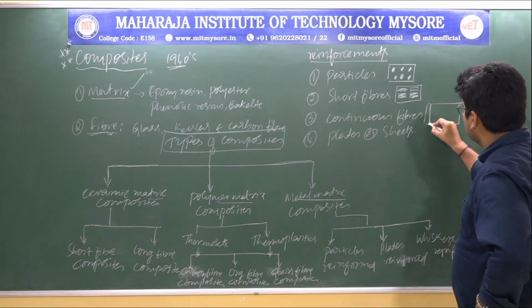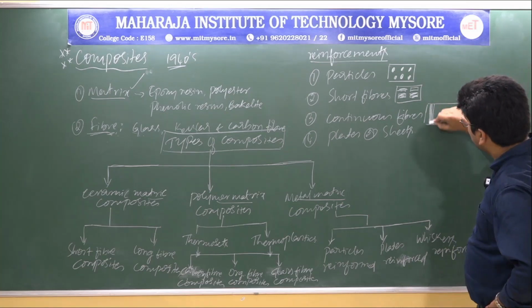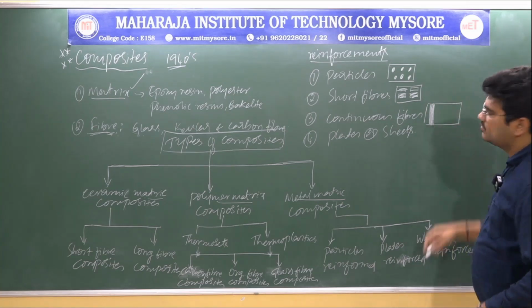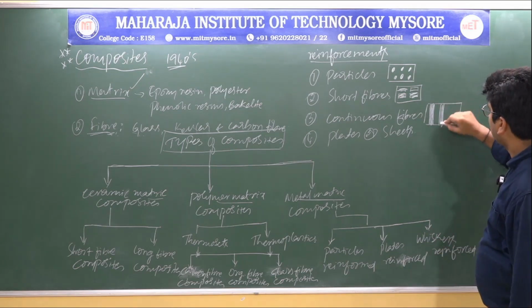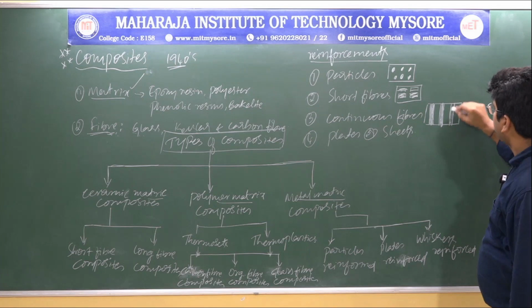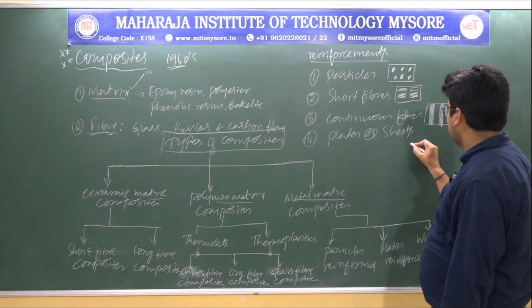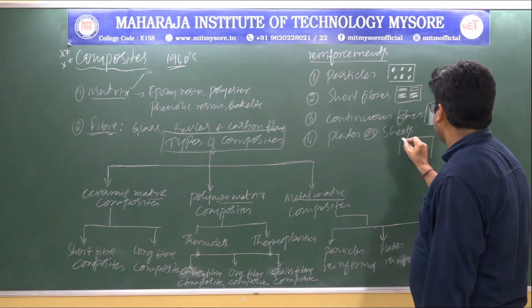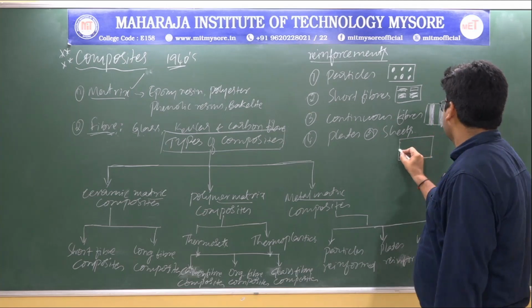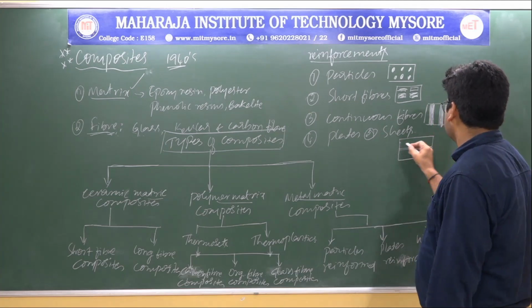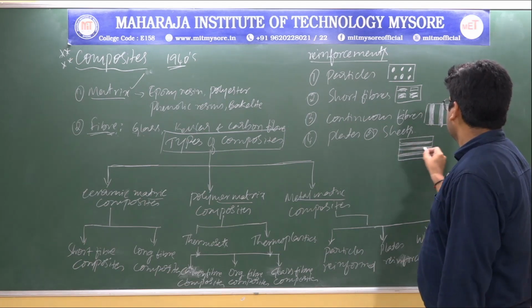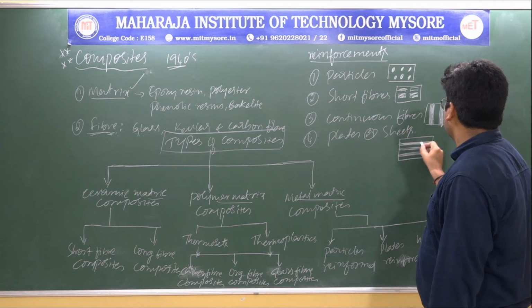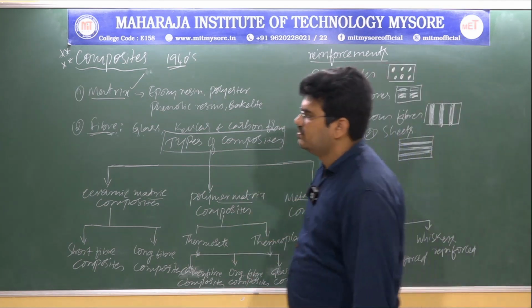It will be continuous from the other side also, continuous to the opposite side also, right? So like this. So coming to plates and sheets, you can write like this, they will be arranged in the form of sheets or plates like this. So these are all called various reinforcements that are used in composites, right?